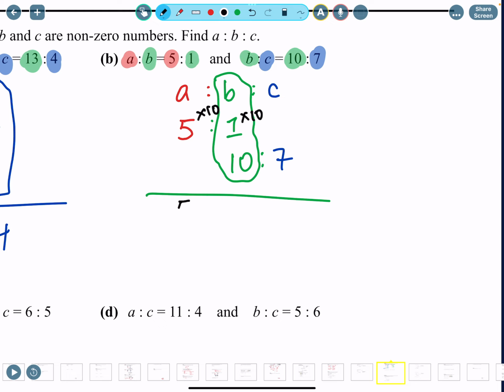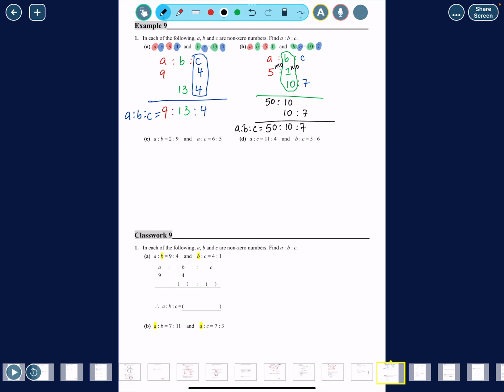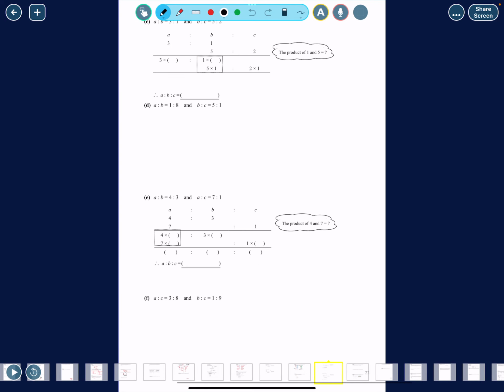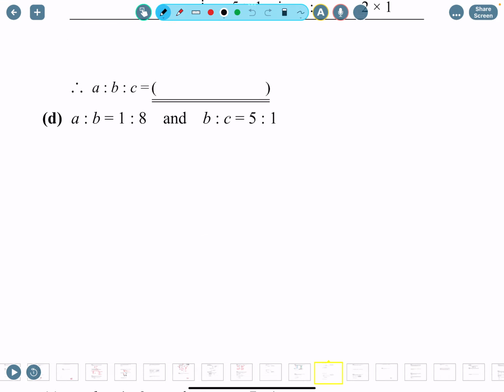We get 5 times 10 is 50. This will be 10. Then we have 10 here, 7. Finally, you have 50, 10, 7 for A, B, C. That's how you do the question. Most likely, these are the only questions you will face. Sometimes there are more complicated ones, like this one here. A, B, C, 1, 8; B, C, 5, 1. Sometimes they go A, C, so be careful. It's not always A, B first.